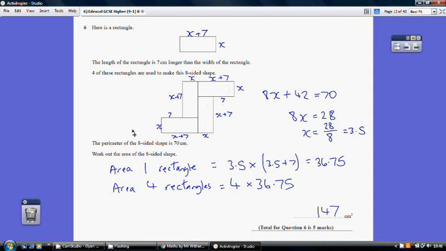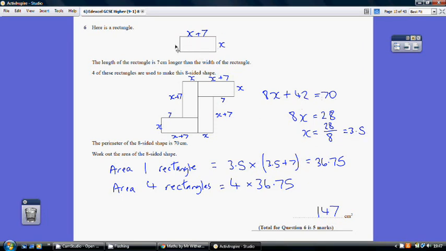So we're told the perimeter of the shape is 70 centimeters. So the length all the way around the outside is equal to 70. Running all the way around the outside, you pick up 8 x's and 42 normal numbers. So 8x plus 42 equals 70. Taking away 42 from both sides, dividing by 8, we see that x is 3.5.